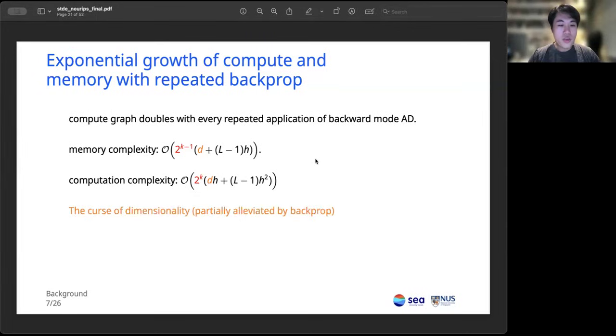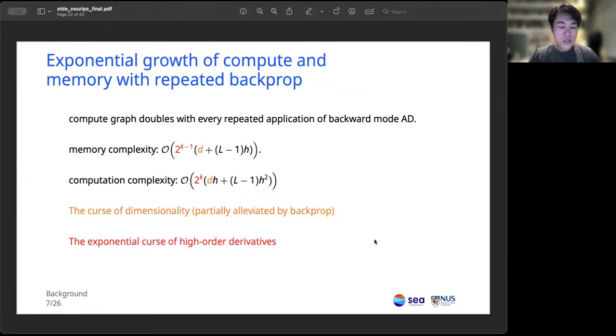So yeah, from here we can see that there is a curse of dimensionality. Here we have a scaling in D, and there is an exponential curse in K due to the higher order derivatives. So how can we tackle these two curses, the curse of dimensionality and the curse of high order derivatives?